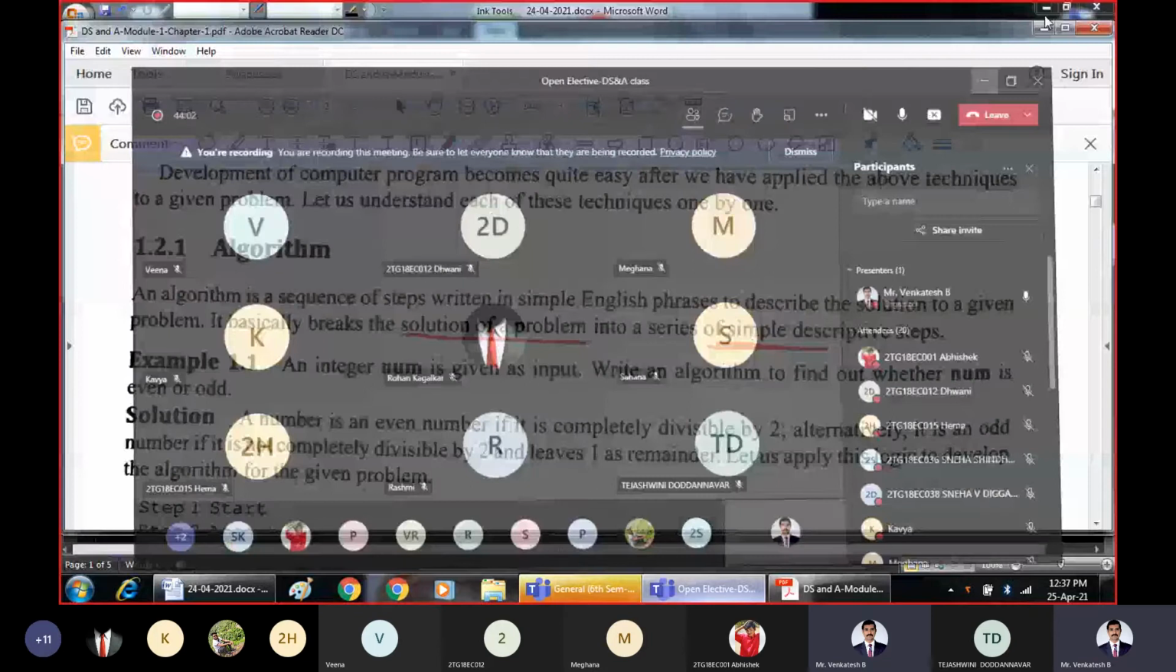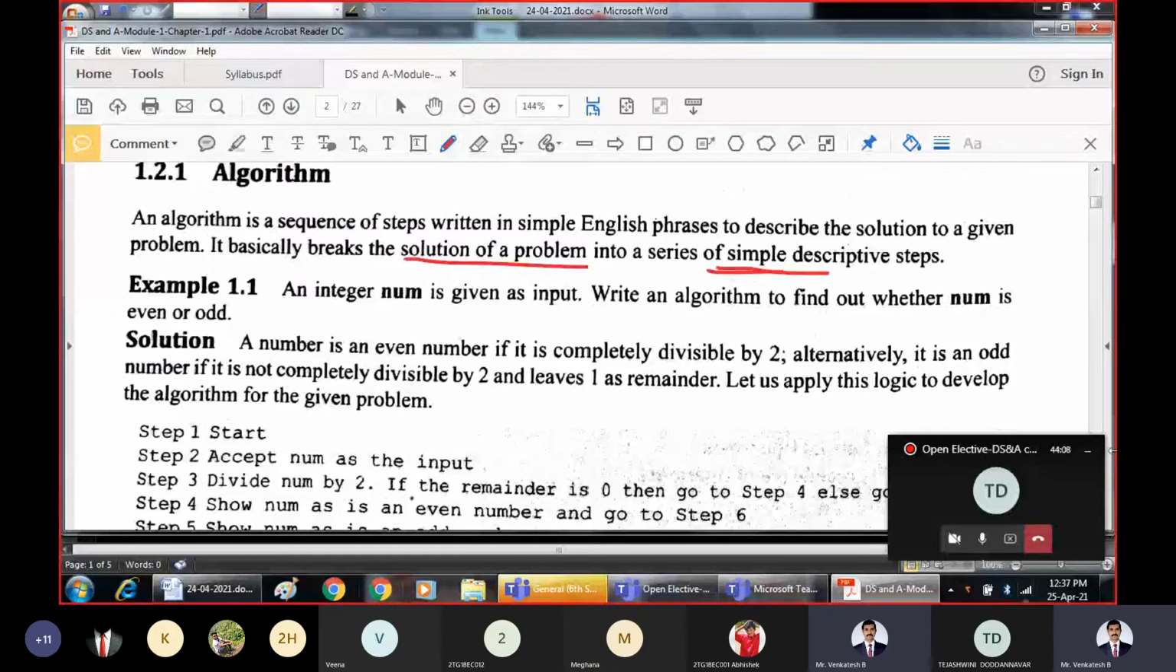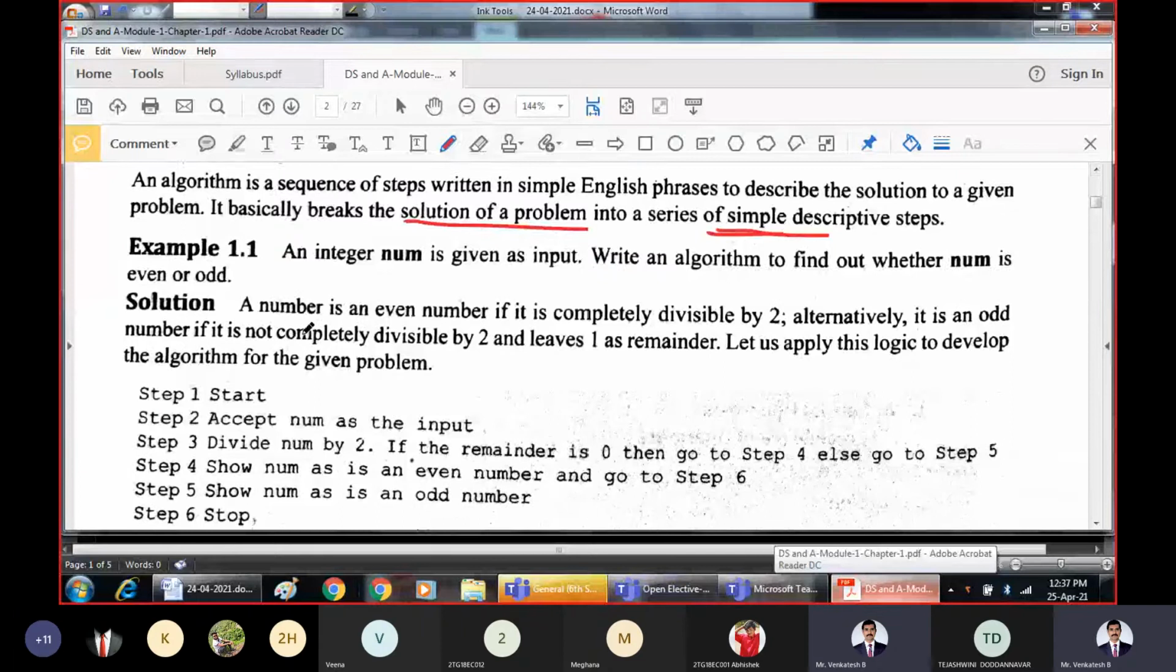Right? So I'll take one simple example to understand what basically an algorithm is. What the problem here is: some number is given to us and we should write the algorithm to find whether the number is even or odd. Some number is given to us, you should find whether the given number is even or odd. So what is the algorithm for that? We have to design the algorithm. But before you write the algorithm, you should know what an even number is and what an odd number is.